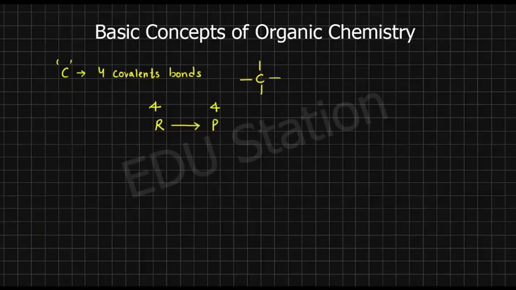This changing of reactant into product is only possible if some covalent bond breaks and the other bond forms. On both the sides the number of bonds is exactly the same, so there has to be a bond which breaks so that the other bond can form. Now, this leads to the first concept of organic chemistry, which is bond fission. Fission simply means breaking of bond. When a bond breaks, it is called fission.